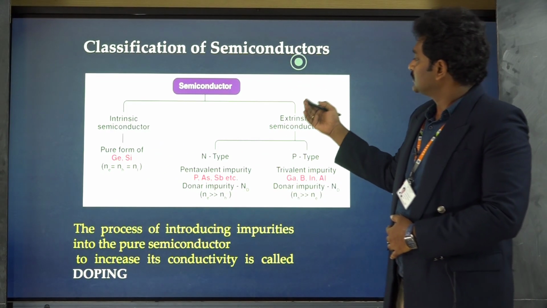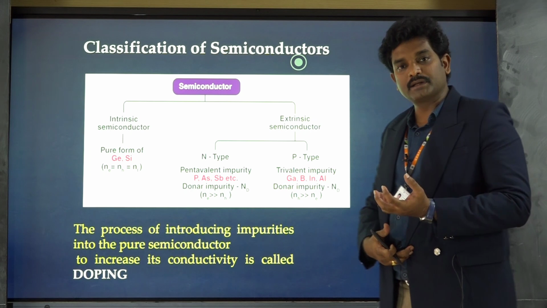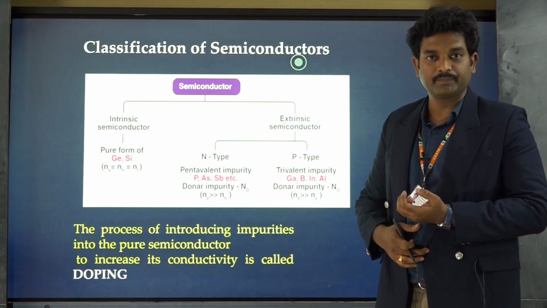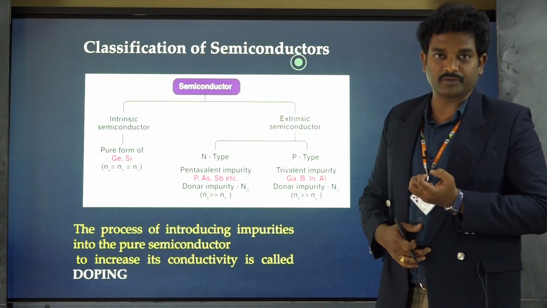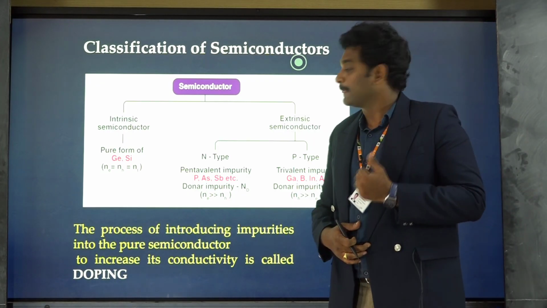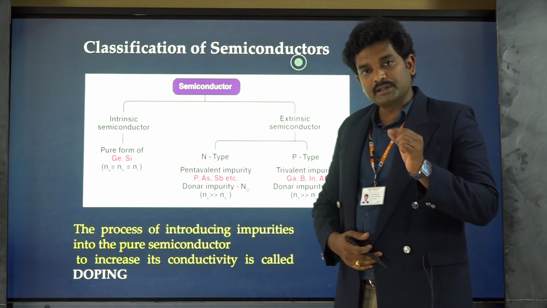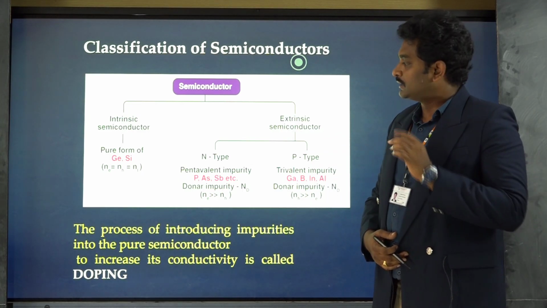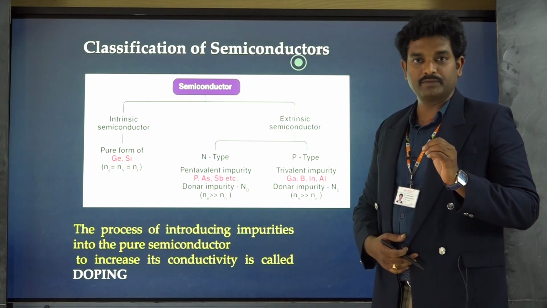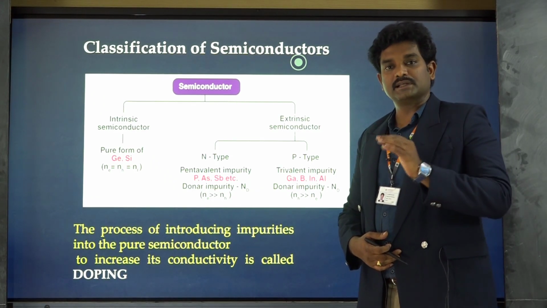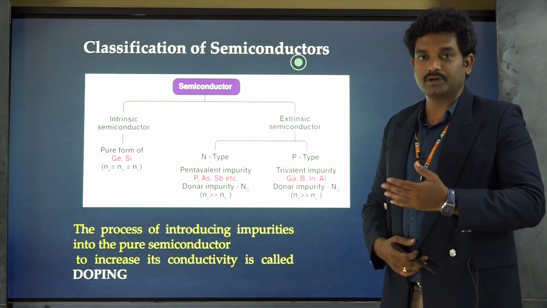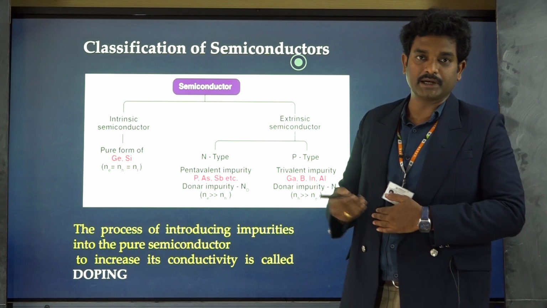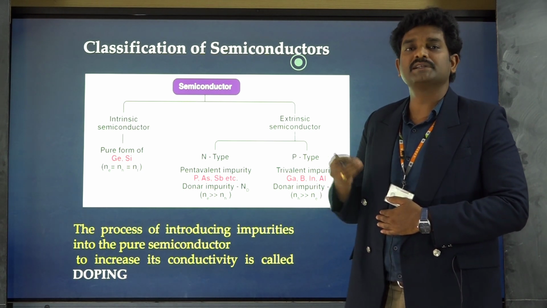Now what makes the extrinsic semiconductor is, we take a pure semiconductor, and by some means we introduce impurities into the semiconductor so that we get some advantage out of it. What is that advantage? The conductivity. We have already discussed that semiconductors are those materials whose conductivity lies between insulators and conductors, but still that conductivity is not sufficient to use them in different applications like sensors or whatever electronic components we are using in day-to-day life. So we have to increase the conductivity of the pure semiconductors by some means.